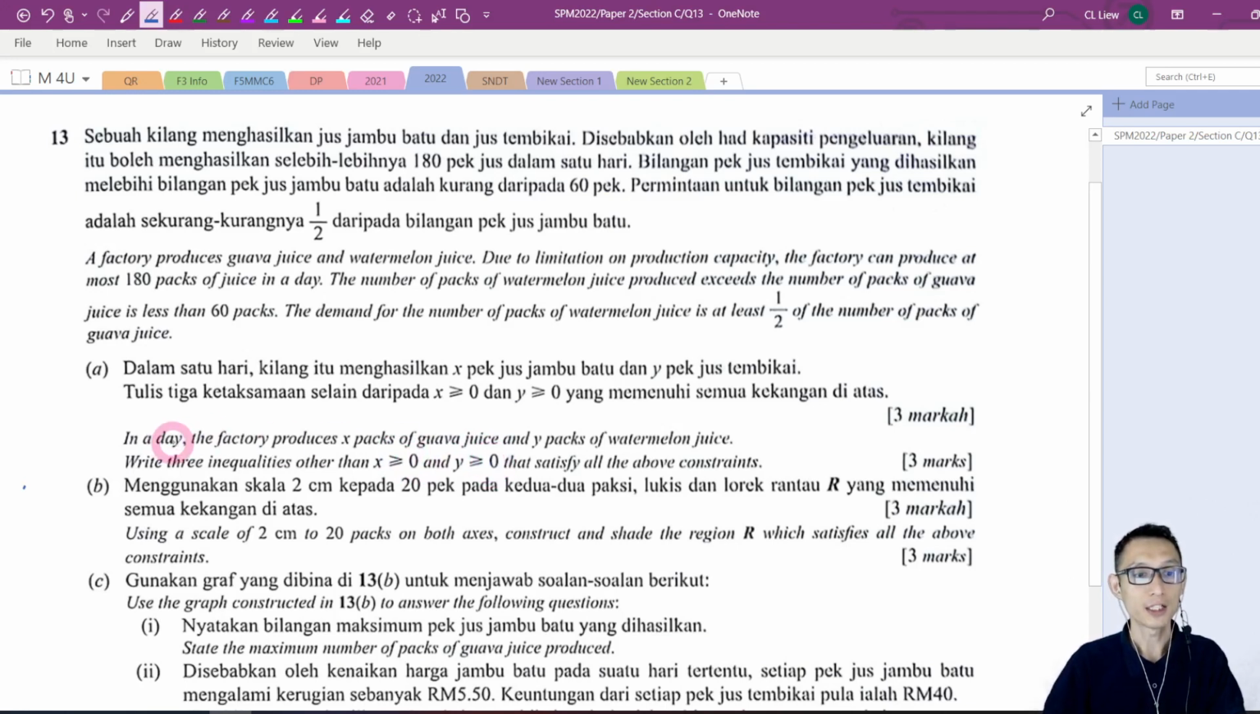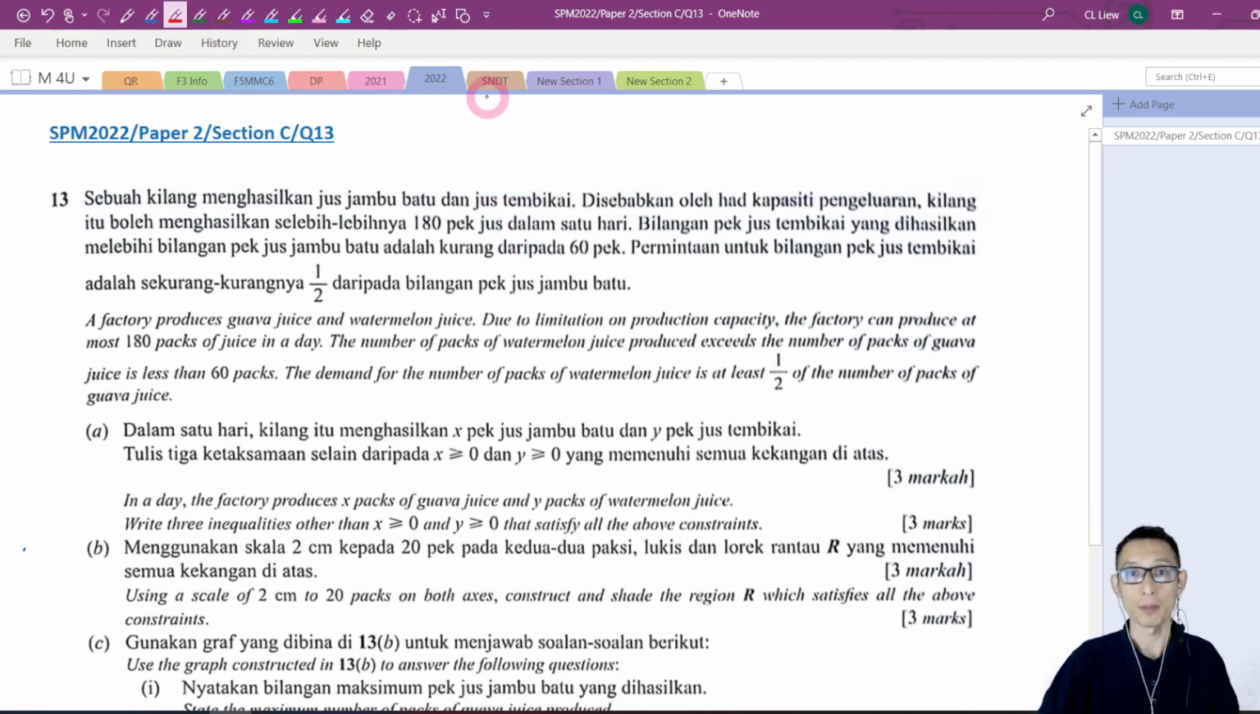Okay, now in a day, the factory produces x packs of guagua juice. So for guagua juice, we use x to represent the number of packs, and we use y to represent the number of packs of watermelon juice. So I would suggest you write down all the important information so that it is easier for us to form the inequalities. Now we have guagua juice and we have watermelon juice. This is x. This is y.